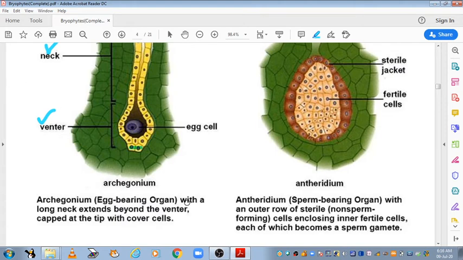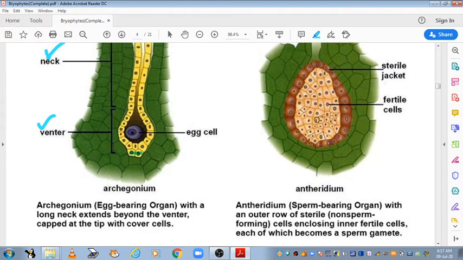Archegonium, egg-bearing organ with a long neck, extends beyond the venter. It is capped at the tip with cover cells. Antheridium, it is a sperm-bearing organ with an outer row of sterile, non-sperm forming cells enclosing inner fertile cells. These brown cells are sterile cells. They do not form gametes and they cover the fertile cells.